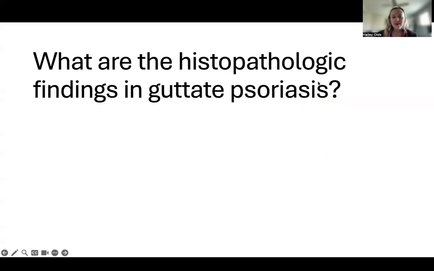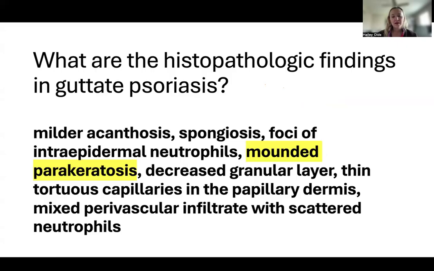What are the histopath findings in guttate psoriasis? So this one is a little bit more mild, but you have mounded parakeratosis. And then you also can see some mixed perivascular infiltrate with scattered neutrophils, and a decreased granular cell layer.